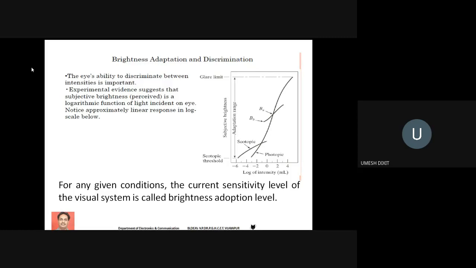First, brightness adaptation and discrimination, and the second one is called Weber's ratio, and after that we have one more topic called simultaneous contrast. We'll discuss these three topics, and these three topics are related to visual perception of human beings. First, we have brightness adaptation.